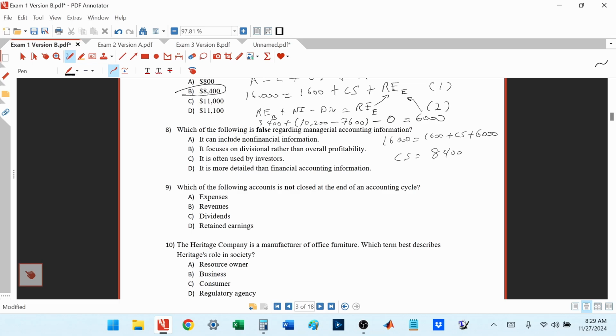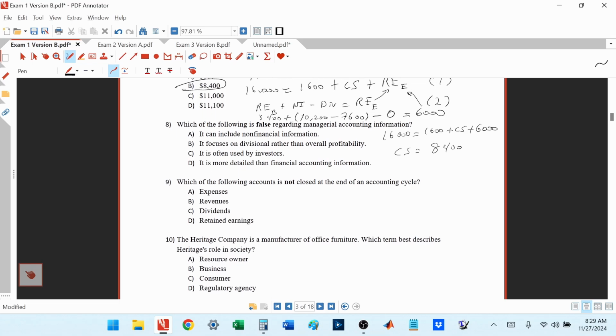Let's do 8. Which of the following is false regarding managerial accounting information? It can include non-financial information. That's true about this. It focuses on divisional rather than overall profitability. That's true. D, it is more detailed than financial accounting information. That's true. C, it is often used by investors. That's not true. Investors are those outside the company. And we know that managerial accounting information is used by insiders, not outsiders.